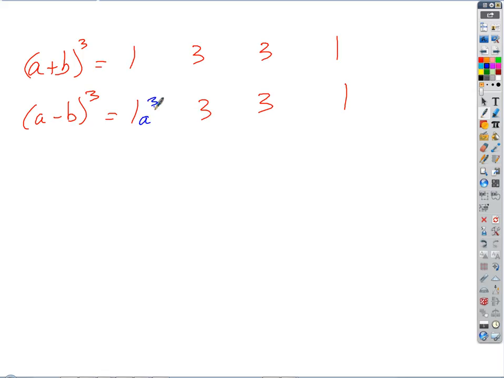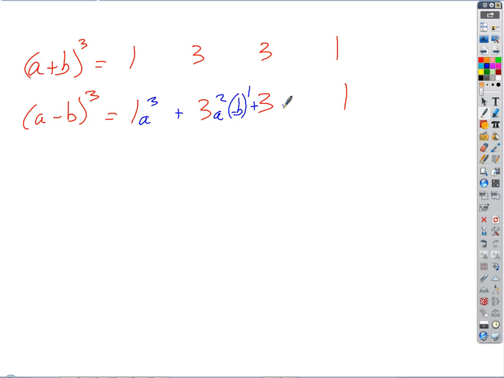A cubed times negative b to the 0, but anything to the 0 is 1, right? So it's just going to be a cubed. Okay, what about the second one? Okay, good. I'm going to get an a squared, but I'm going to get a negative b to the first. So a negative number to an odd power is what sign? Negative, right? So that's going to end up making that term negative, isn't it? Right? What about the next one?